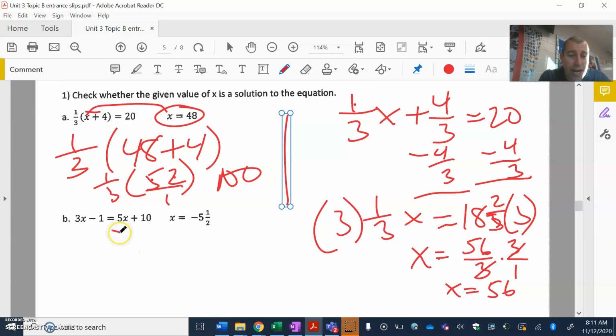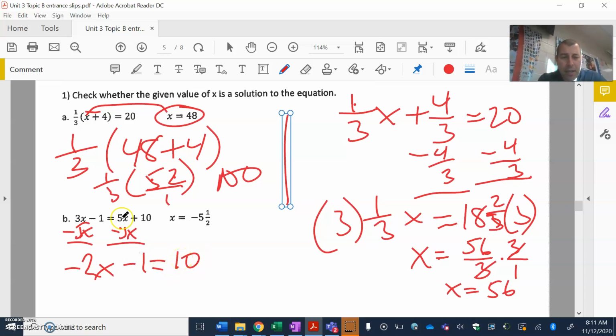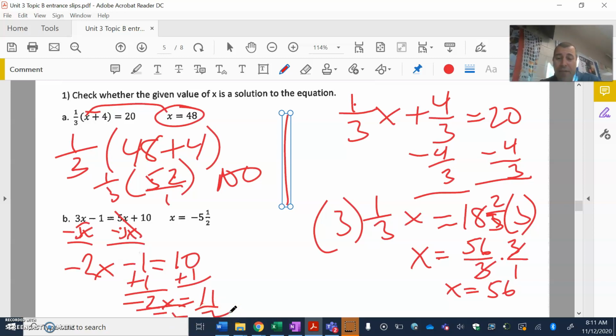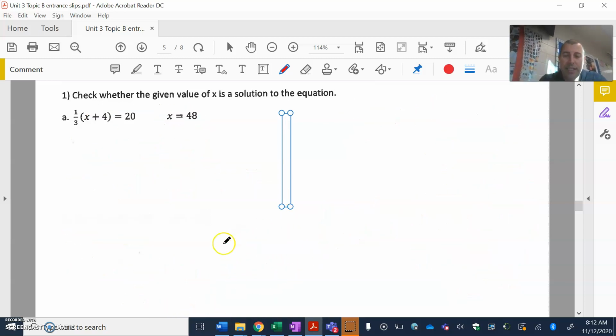I'm going to subtract 5x from both sides, and again, there's that phrase of both sides. 3x minus 5x is negative 2x, and then minus 1 equals 10. Because they're opposites, bye-bye. Now I can add 1 to both sides. I've got negative 2x equals 11. If I divide by negative 2, take 11 divided by negative 2, do you get negative 5.5? We do. Different signs, so it's negative. 11 divided by 2 is 5 with one piece left over. So we get ourselves a nice yes, that's a solution.